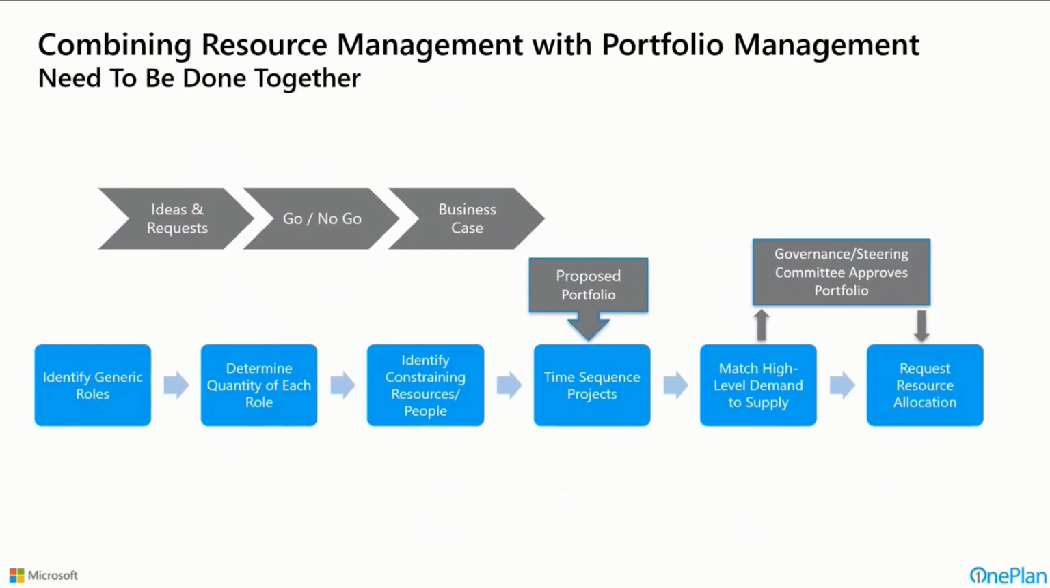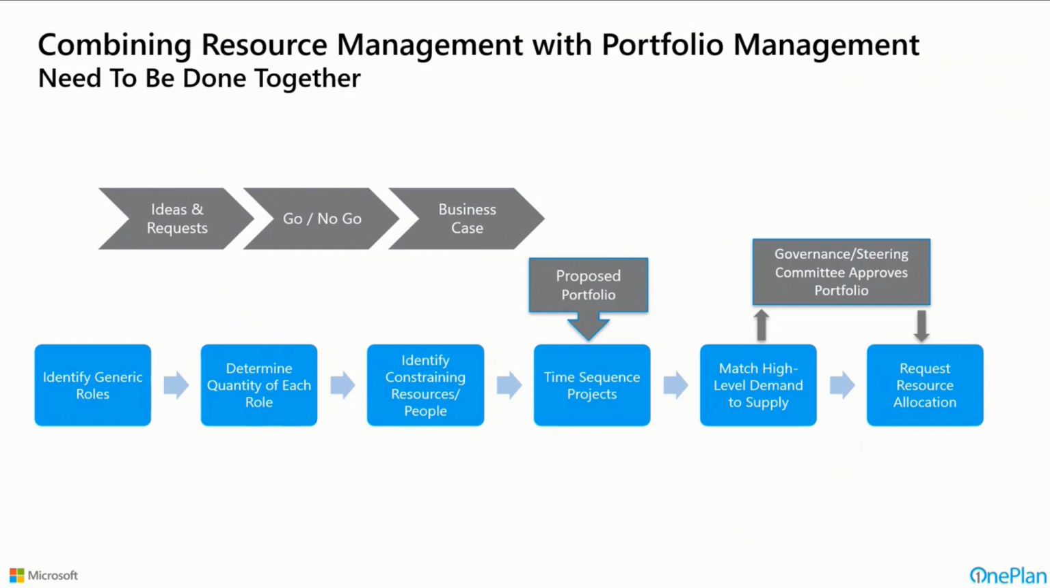Now, resource management from a resource-only perspective doesn't make sense unless you really combine it at times with your overall portfolio management. They should be done together. If you look at this bottom in the blue, where from a resource management perspective, we might identify the generic roles we have, determine the quantity of each resource that we have, identify constraining resources or maybe our bottleneck type of resources, and et cetera. And then we start getting into an intersection.